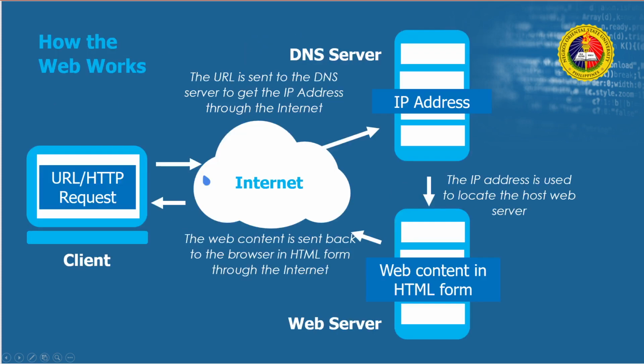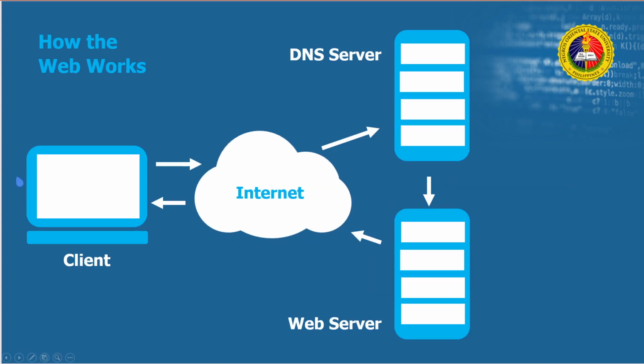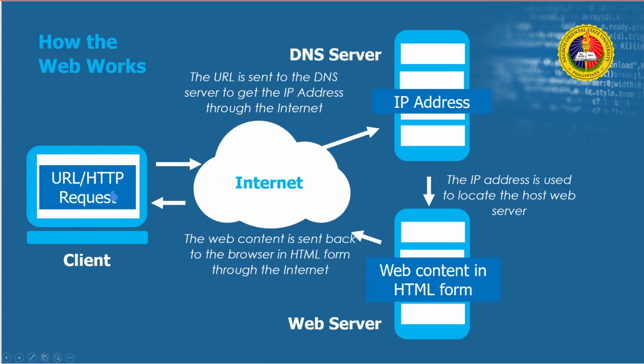Let's start with just a review. Last meeting, we discussed the general idea on how the web works. This is how it works. The first step is that the client, which is the web browser, sends a request through a URL or HTTP request. The URL is sent to the DNS server to get the IP address through the internet. That's the very first thing that it's going to do. So every time you visit a website, using an HTTP request, your browser will send the URL to the DNS server to get the IP address.